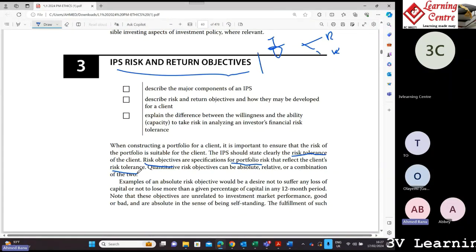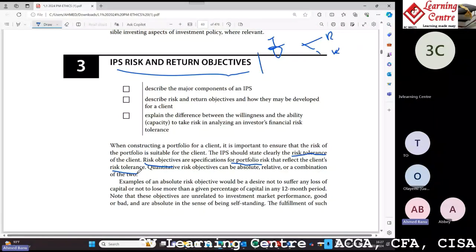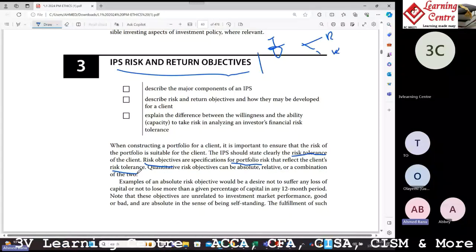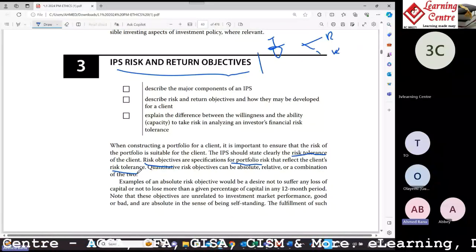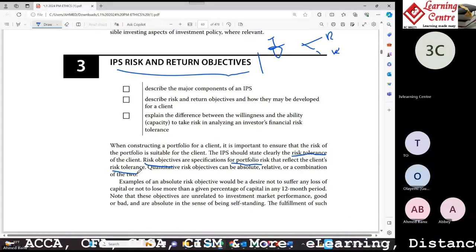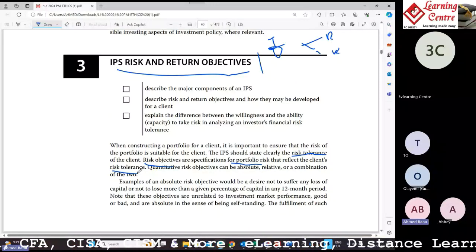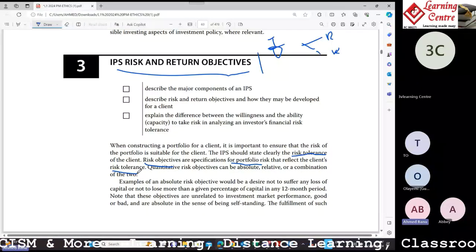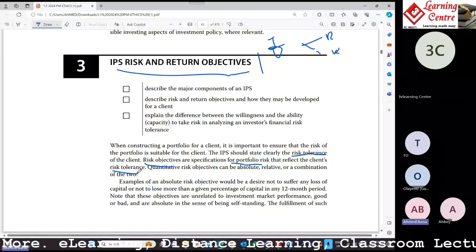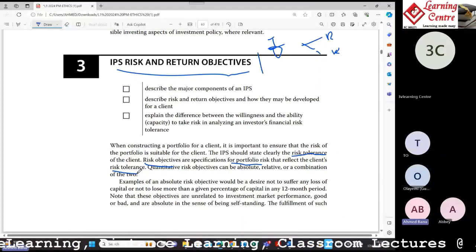An example of an absolute risk objective would be a desire not to suffer any loss of capital, not to lose more than a certain percentage. So that's absolute. Absolute is: I don't want to lose capital. I don't want my money to depreciate. I just want my capital to be preserved. That is an absolute risk objective. Or I tell you that given a span of 1 year, I don't want you to lose more than 5% of my capital. Don't lose more than 5%. That is another absolute risk objective.